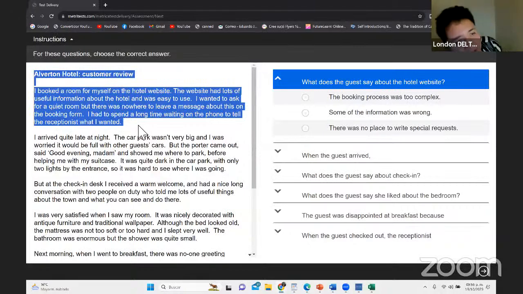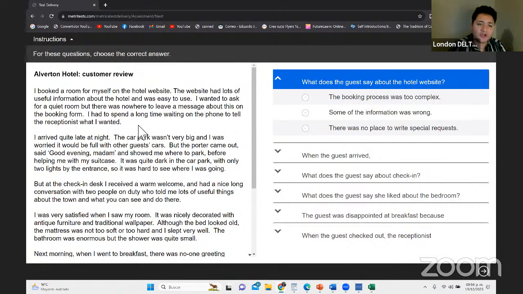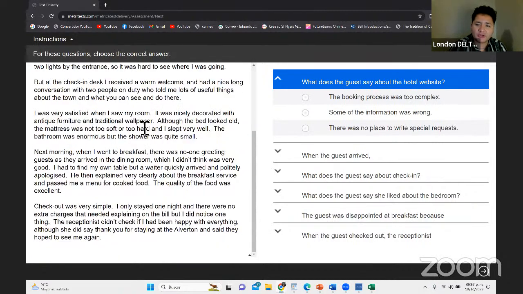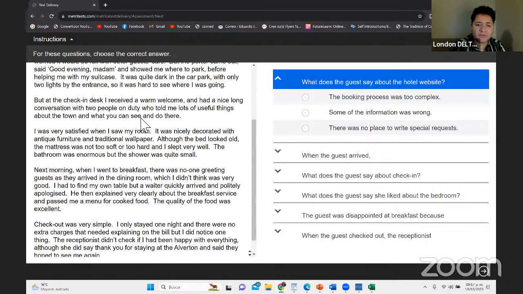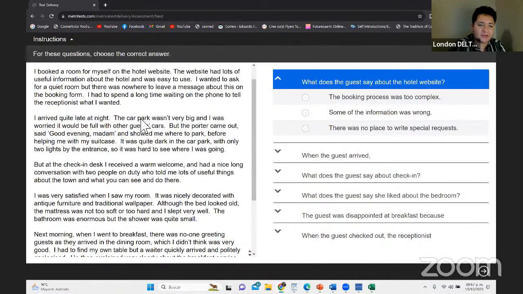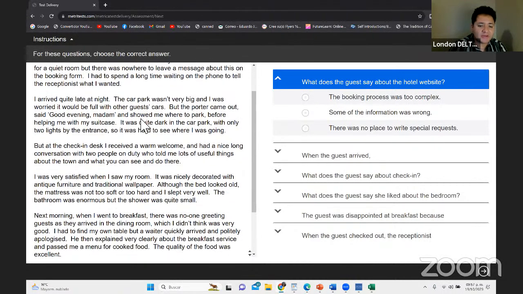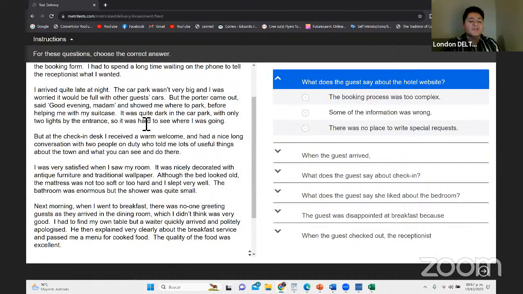Here it is. Alberton Hotel customer review. We are going to skim the text. Try to read quickly and tell me what the text is about. I will give you 15 seconds. Please tell me what this text is about, like the general idea.